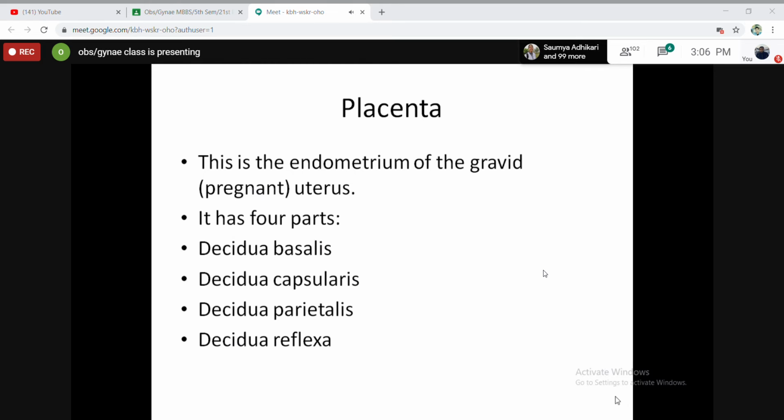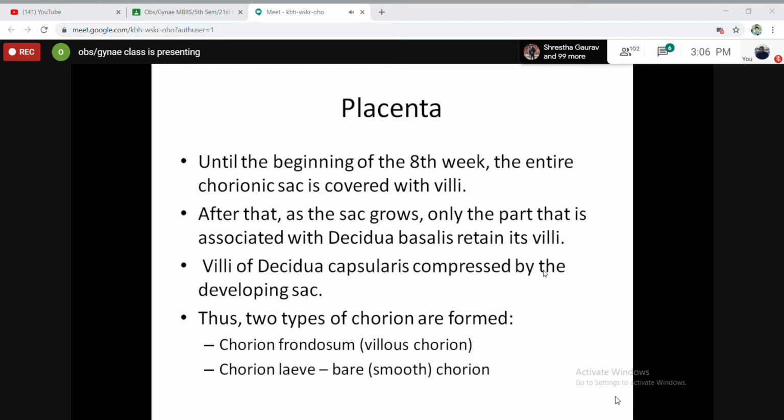Now something about the endometrium of the gravid uterus or pregnant uterus. It has got four parts: the decidua basalis, decidua capsularis, decidua parietalis, and decidua reflexa. Until the beginning of the eighth week, the entire chorionic sac is covered with the villi, and after that, as the sac grows, only the part that is associated with decidua basalis retains its villi. In the rest of the part, the villi degenerate.